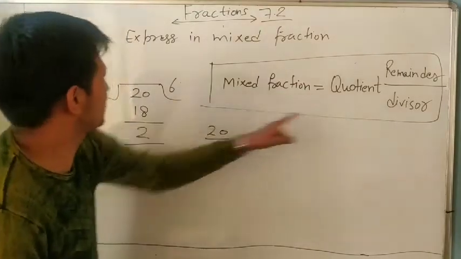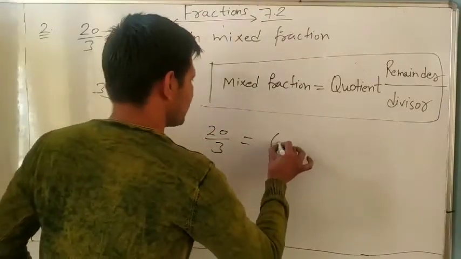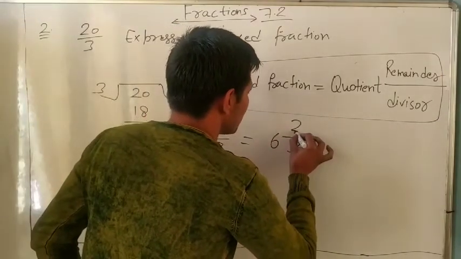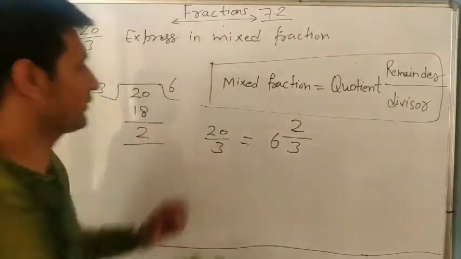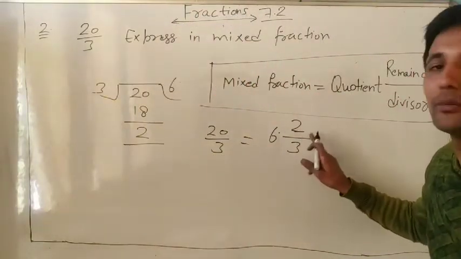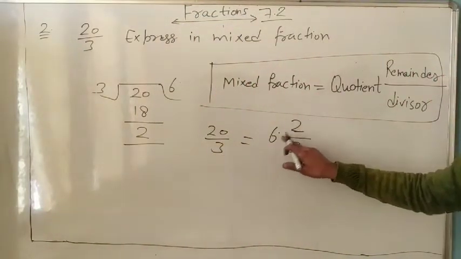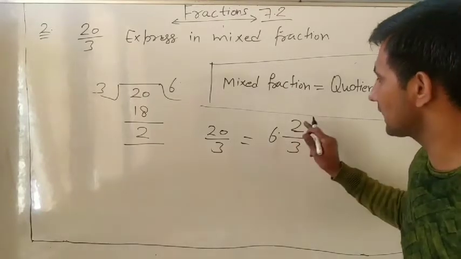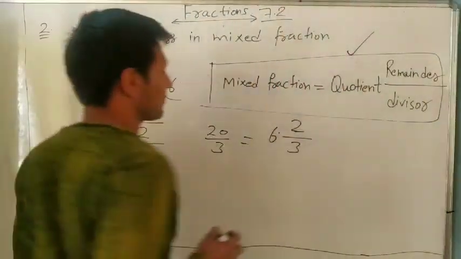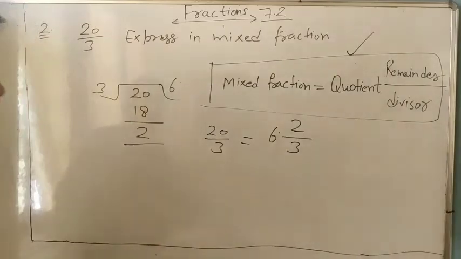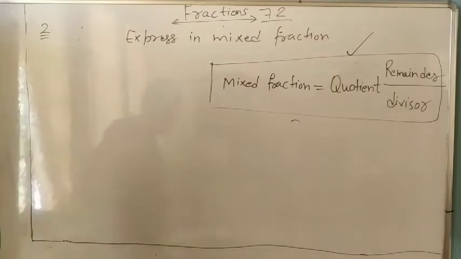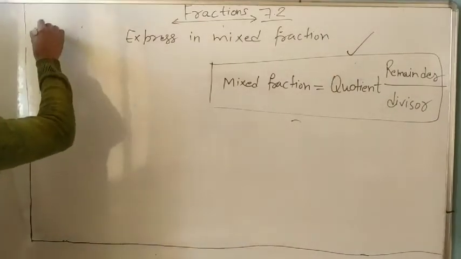So what we will do? What is the quotient? Quotient is 6. So 6 is quotient, and now remainder is 2/3. Understand? 6 means whole and 2/3 means part. So how will we read it? 6 and 2/3. Always remember this formula. Next question. So we will write one more, only a part. Rest you do yourself.